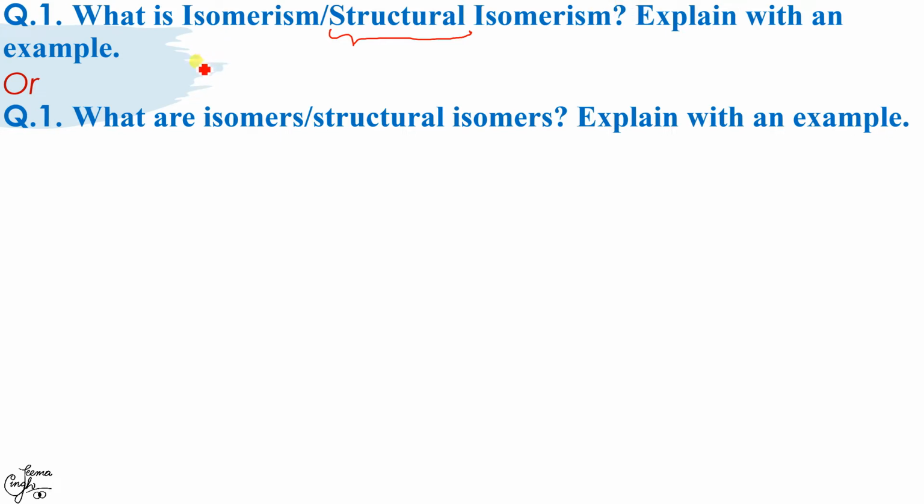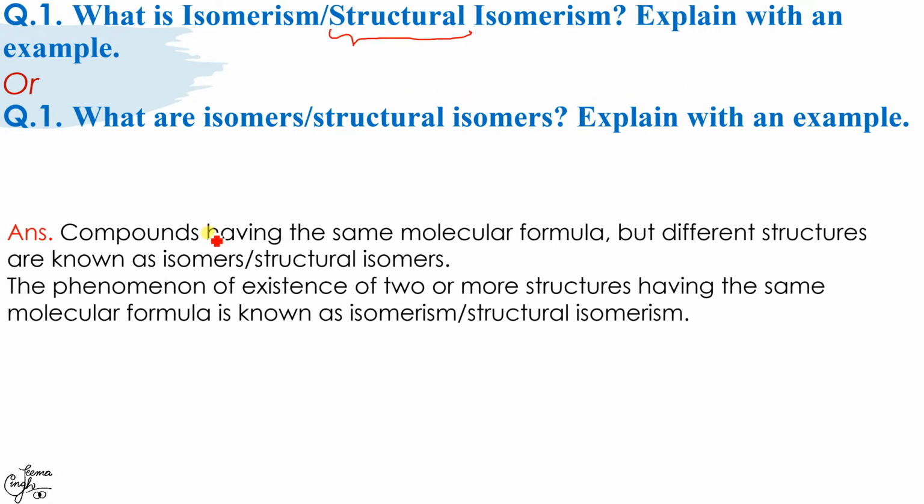Explain with an example, or you might have a direct question, what are isomers? Isomerism is the phenomenon, isomers are the compounds. So what are isomers or structural isomers? Explain with an example. To answer this, let's talk about what isomers are. It says compounds having the same molecular formula. That means you have two compounds, let's say A and B. Their molecular formula is the same.